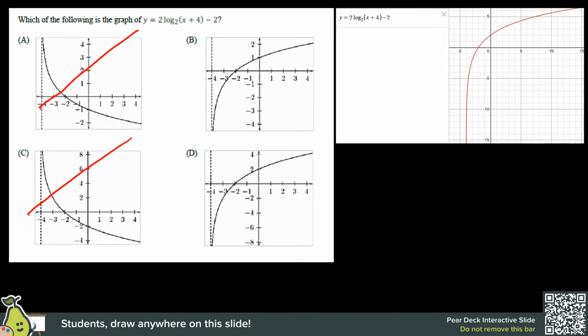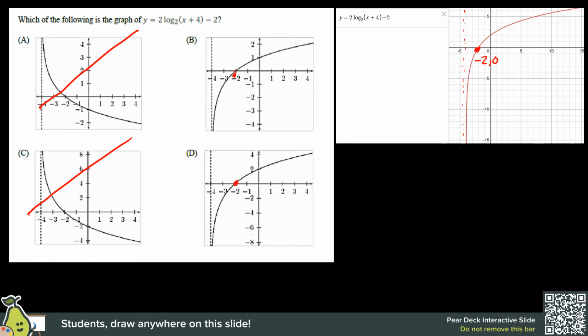Now B and D look very similar, and a lot of students are going to be real prone to just select B because it's the first one they see. When we want to look at certain characteristics here, I see that we have a vertical asymptote at x equals negative 4. Well, both of these have that. That doesn't help. I see here that the graph crosses the x-axis at negative 2, 0. Well, both graphs do that. So that didn't help either.